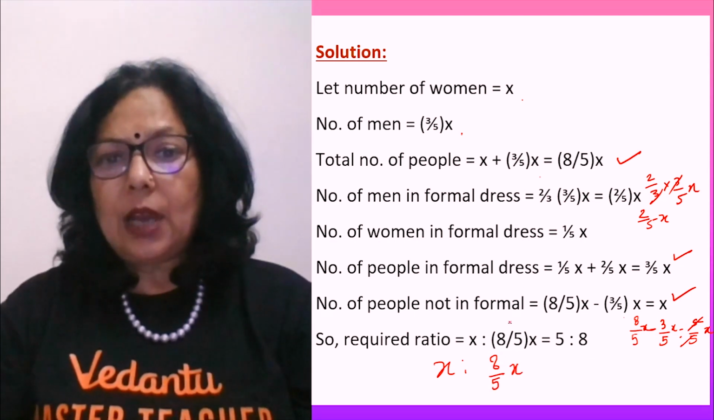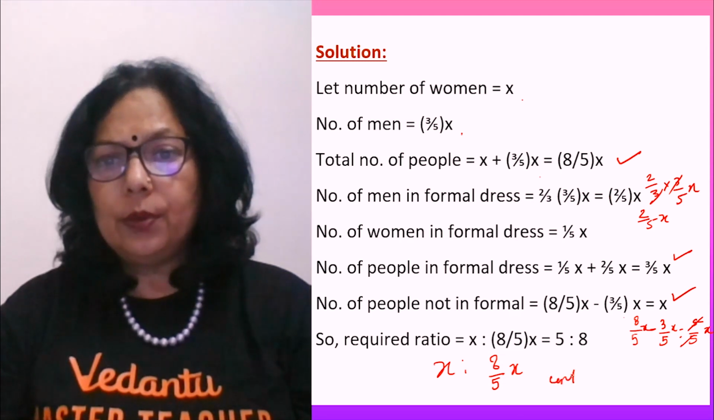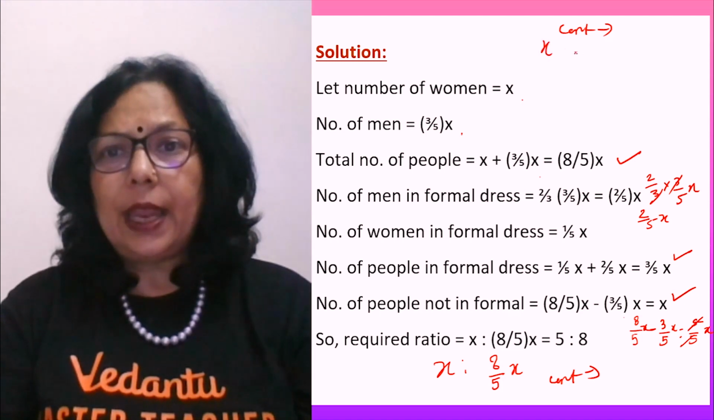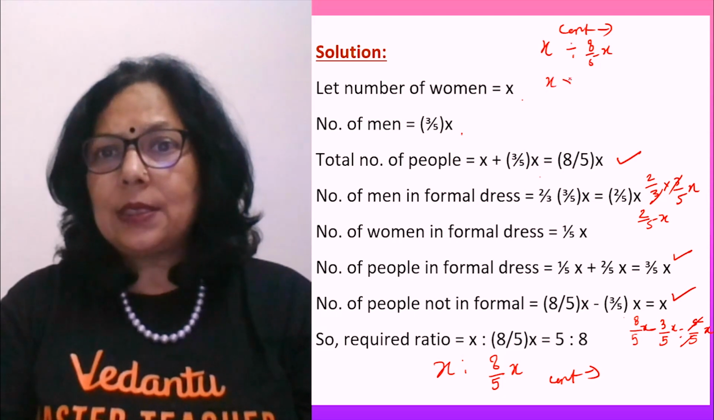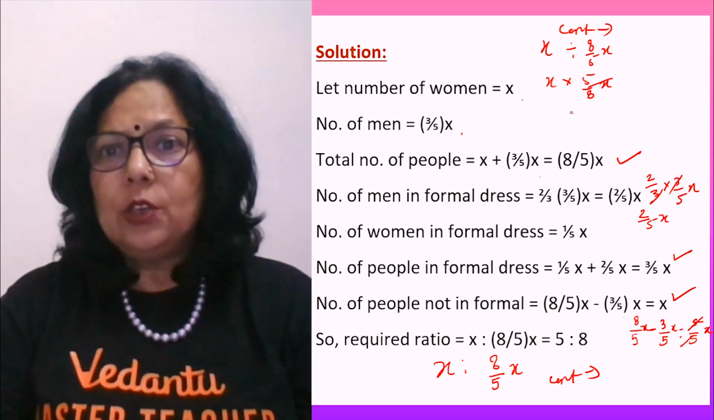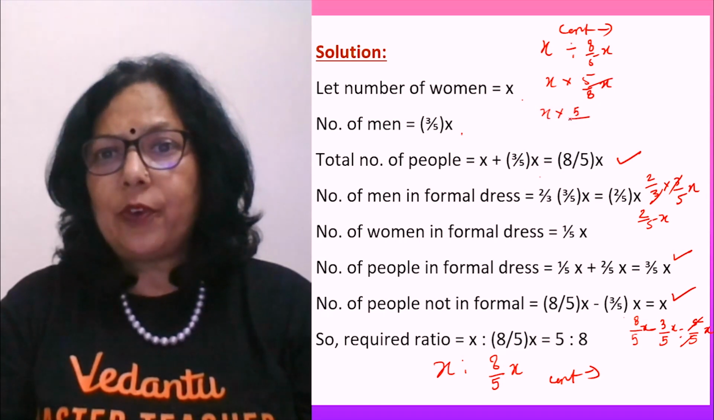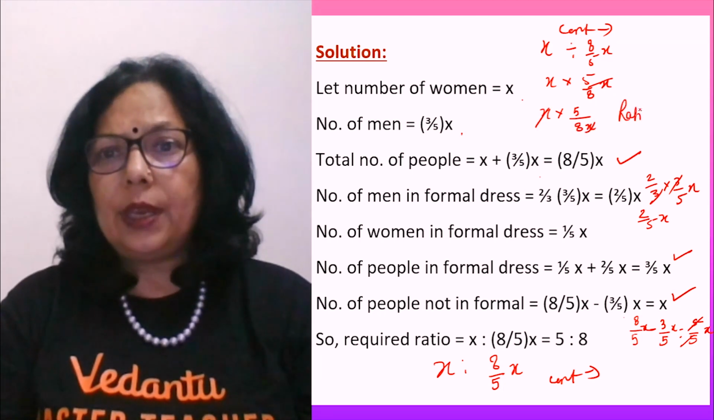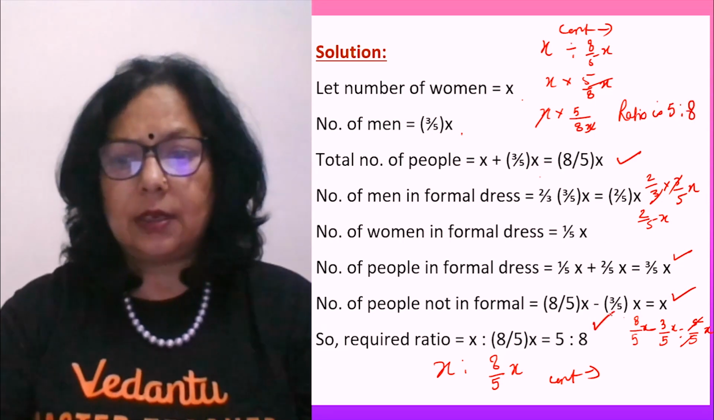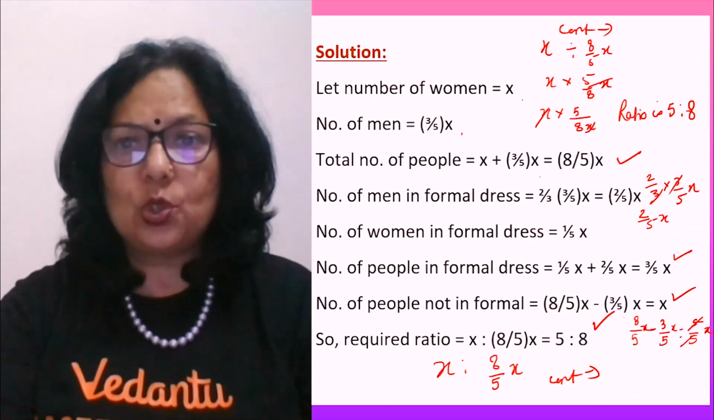Ratio means that you are dividing: x is divided by 8 by 5x. So x into 5 by 8x. So x will come down, it will come in the denominator. So when it is x into 5 upon 8x, it gets cancelled. So ratio is 5:8, and this is your answer. So your answer C, it's 5:8.